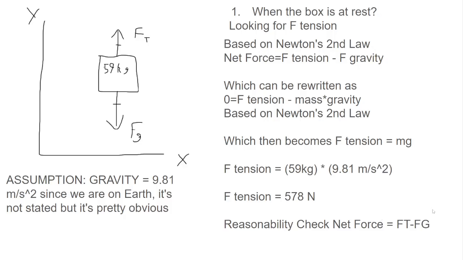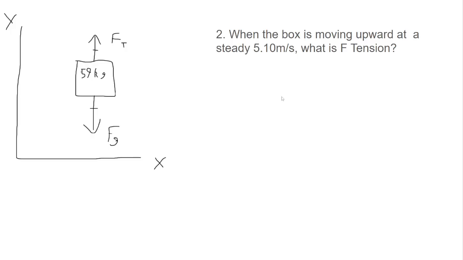And then for a reasonability check, we can set up our net force equation, net force equals force of tension minus force of gravity. So net force will equal 578 minus 578, which equals zero, which ties to our formula. So we're not going to go over that again, but that's how you would check for reasonability.